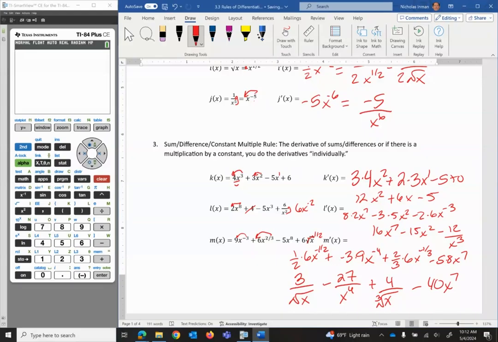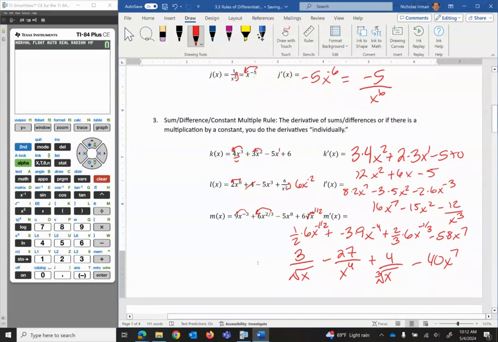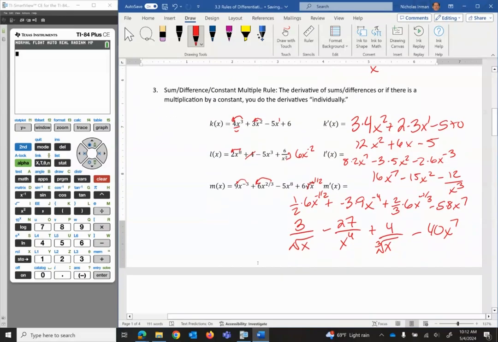So the power rule, super, super useful. Can do a lot of derivatives for us. Definitely the most important rule we have for derivatives. We use it literally constantly. Okay, use it, use it, use it.